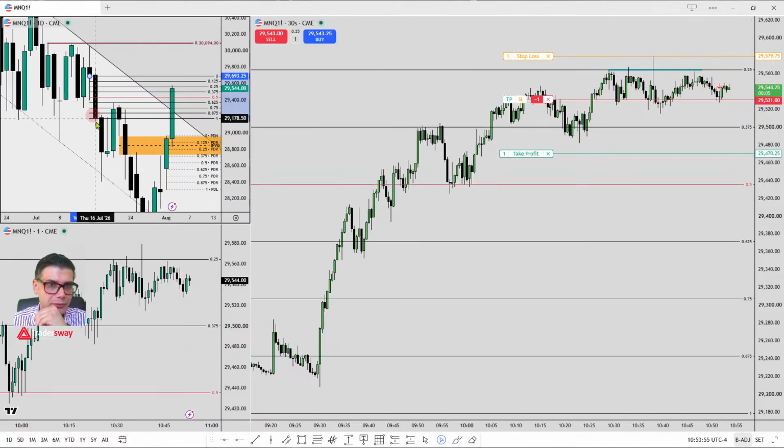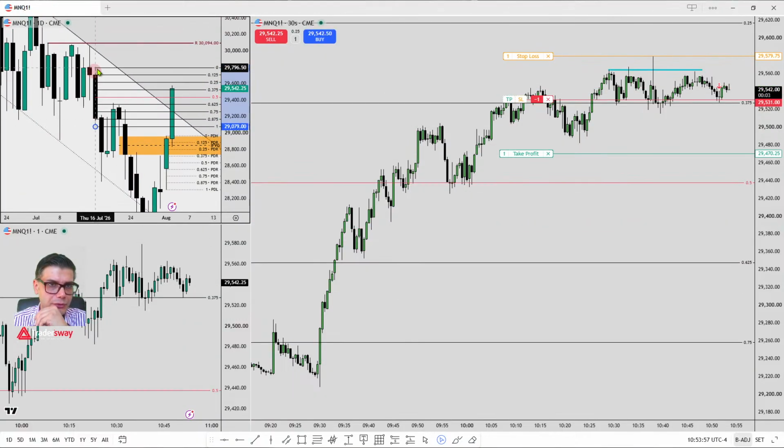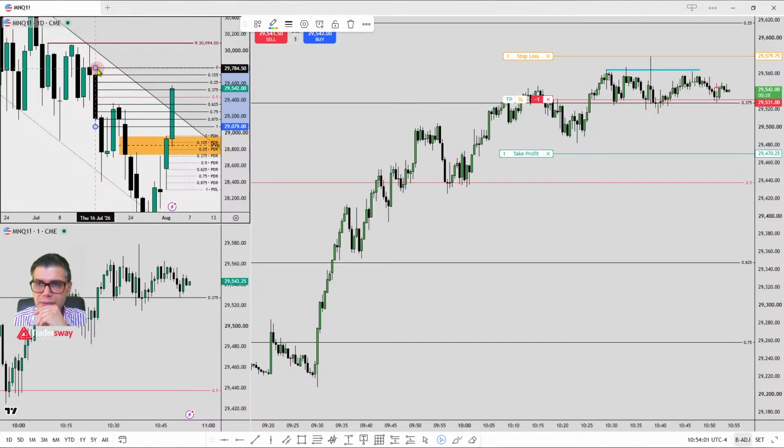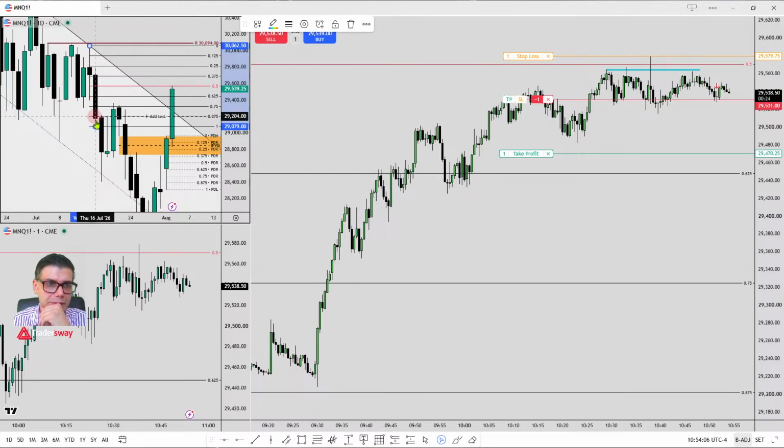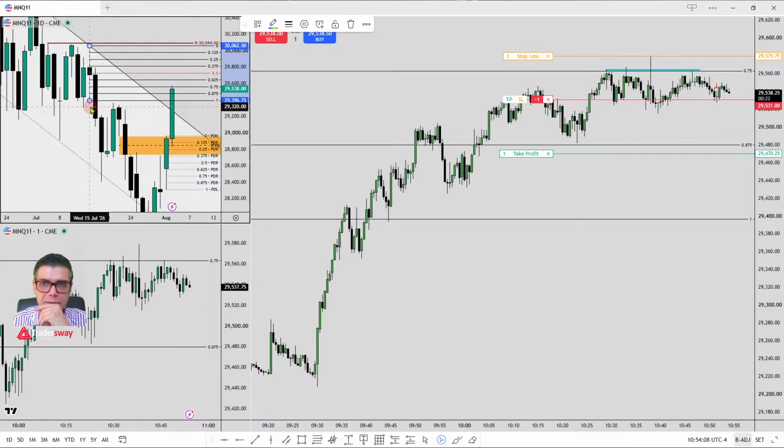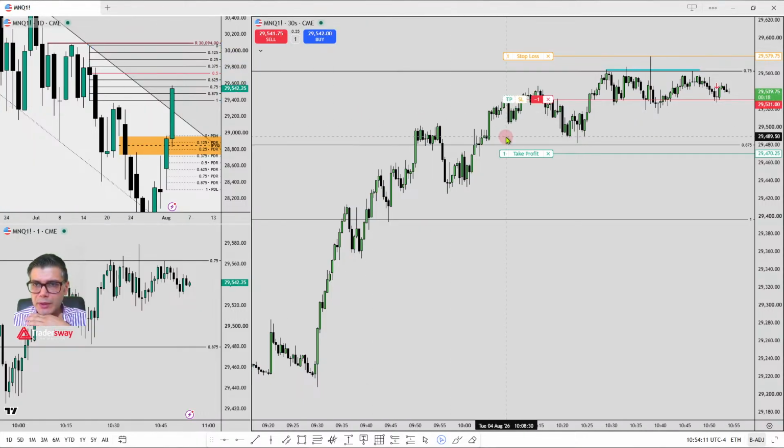if I measured the entire candle, this one makes more sense.